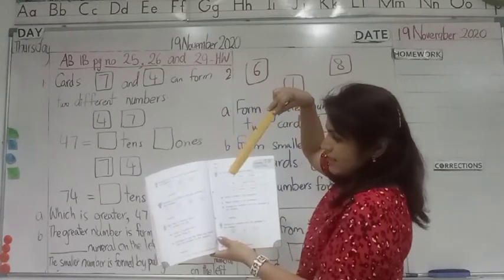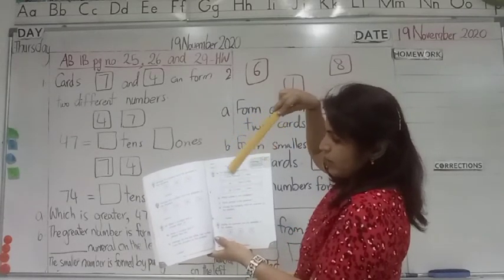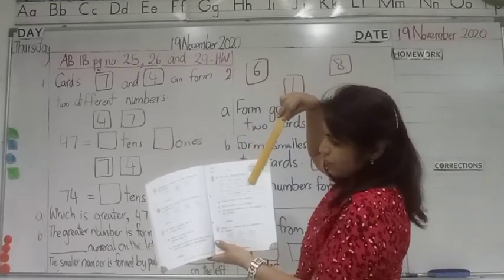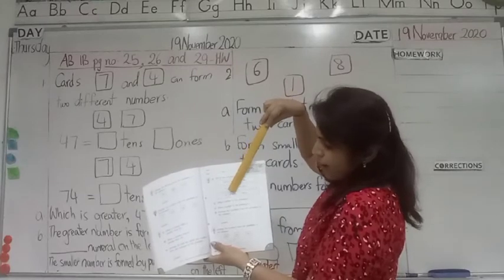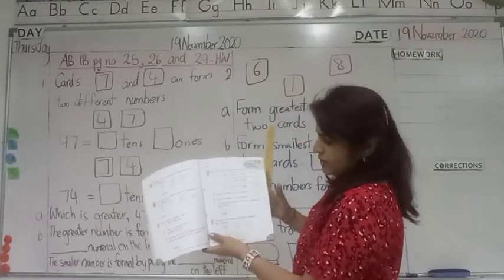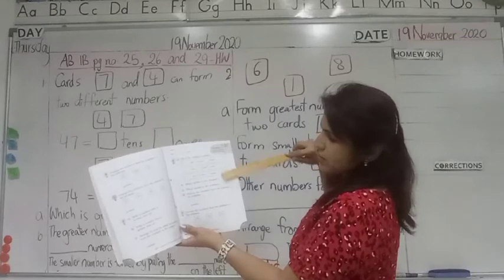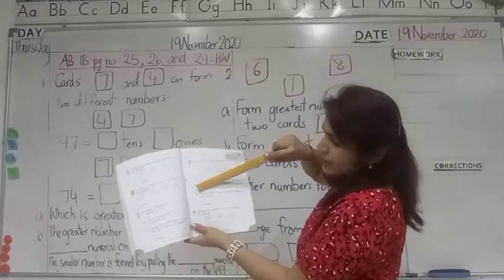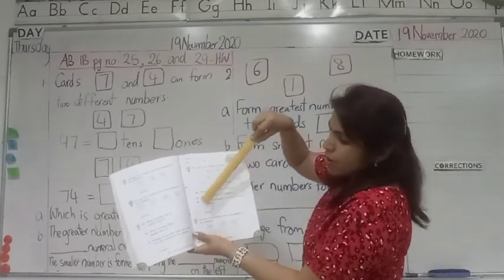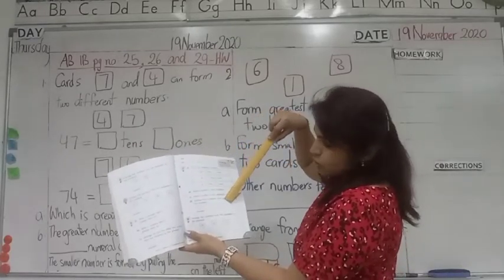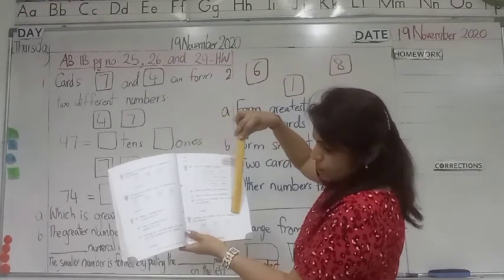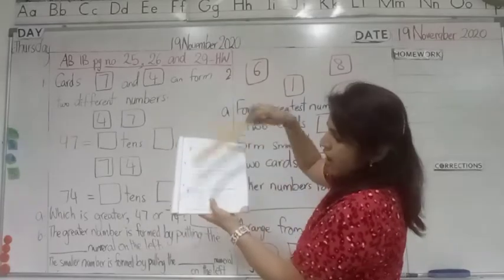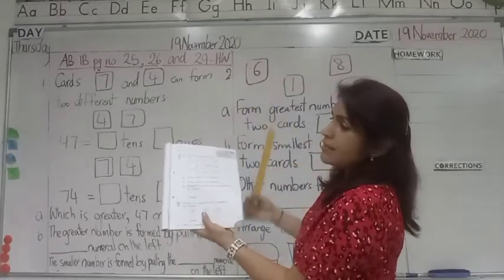In 83, it's 8 tens and 3 ones. In 63, 6 tens and 3 ones. In 54, 5 tens and 4 ones. Which is a smaller number, which is a greater number? You have to compare between 83, 63 and 54. Then you arrange these three numbers from the greatest to the smallest, and then from the smallest to the greatest. But this time the numbers are 59, 53 and 74.